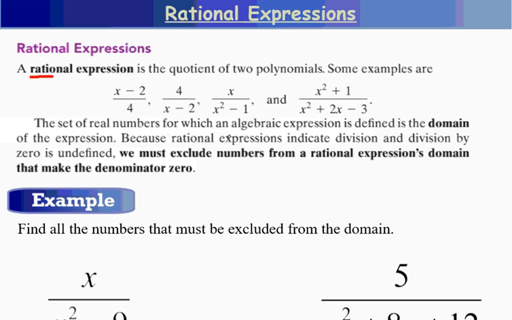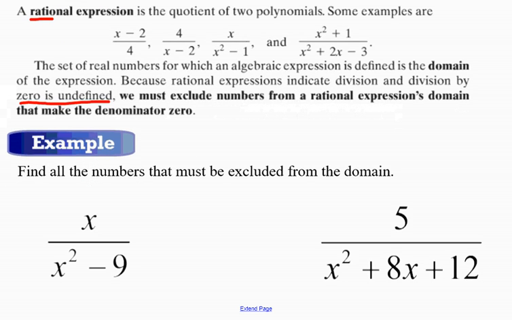The set of real numbers for which an algebraic expression is defined is the domain of the expression. So the values that I can substitute in and it will return a value. Because rational expressions indicate division and division by 0 is undefined, as we just saw, we need to exclude any numbers from a rational expression's domain that would make the denominator be 0. So we're going to look at all the values that would make the bottom be 0 because we need to exclude them if I were to make a table to eventually plot these.